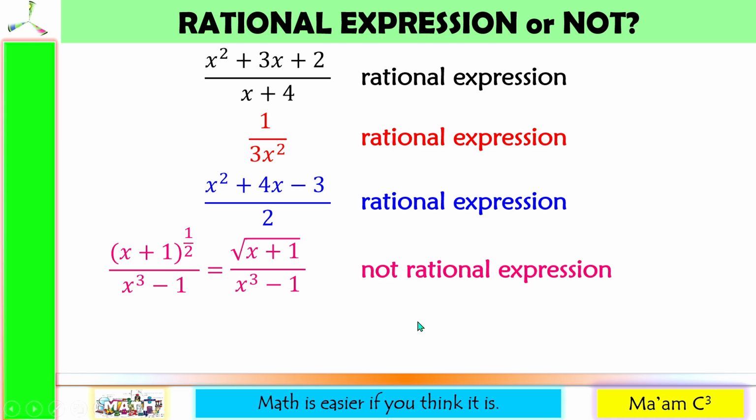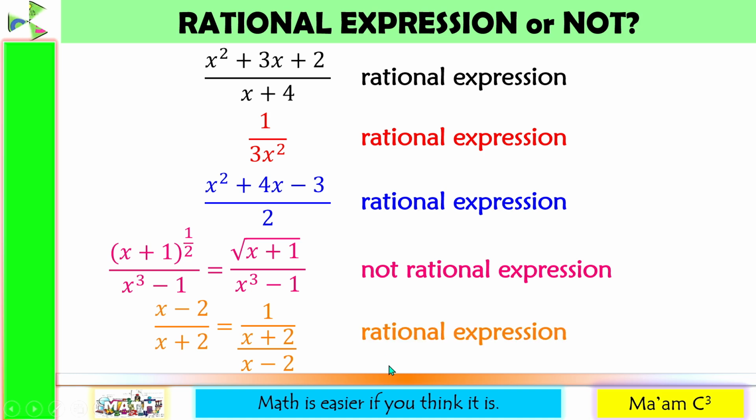this is not a rational expression. Last one, we have here 1 all over x plus 2, divided by x minus 2. What we can do here is to simplify this one first. So x minus 2 will go up, multiplied by 1. It will become x minus 2 over x plus 2. Now let us examine. x minus 2 is a polynomial. x plus 2 is a polynomial. A polynomial divided by a polynomial is a rational expression.